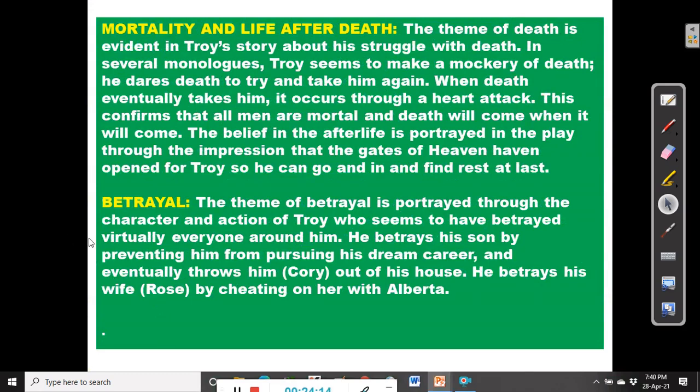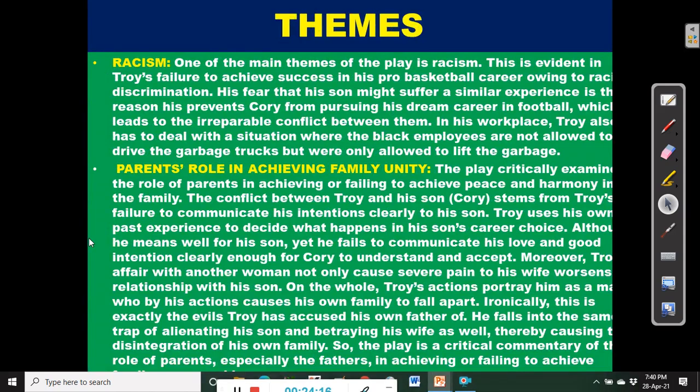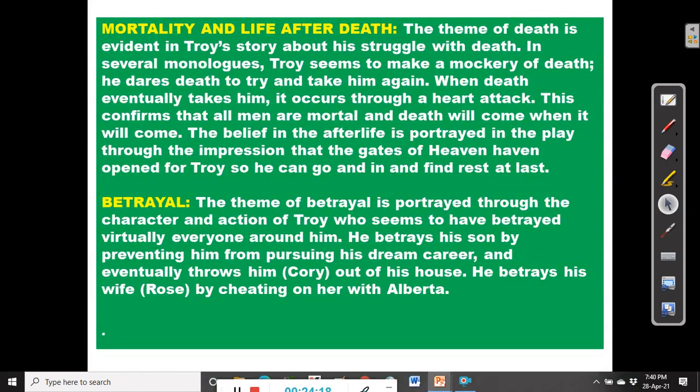Then the next theme is the theme of mortality and life after death. The theme of death is evident in Troy's story about his struggle with death. In several monologues, Troy seems to make a mockery of death. He dares death to try and take him again. When death eventually takes him, it occurs through a heart attack. This confirms that all men are mortal and that death will come when it will come.